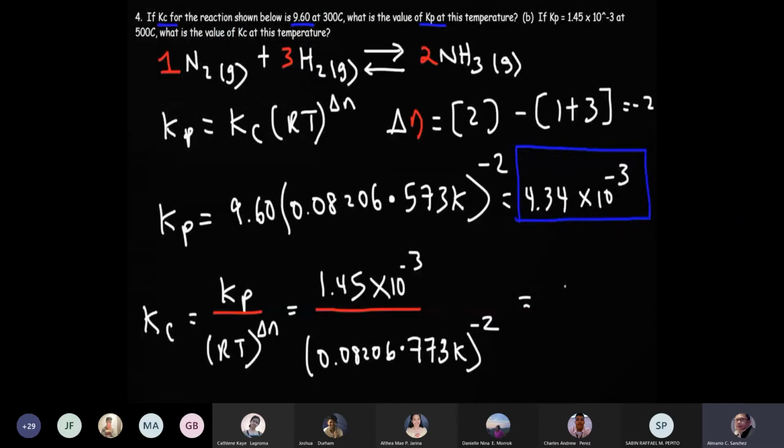Thus, Kc for this reaction is 5.83. So now you know how to calculate Kp given Kc, and you also know how to calculate Kc given Kp.